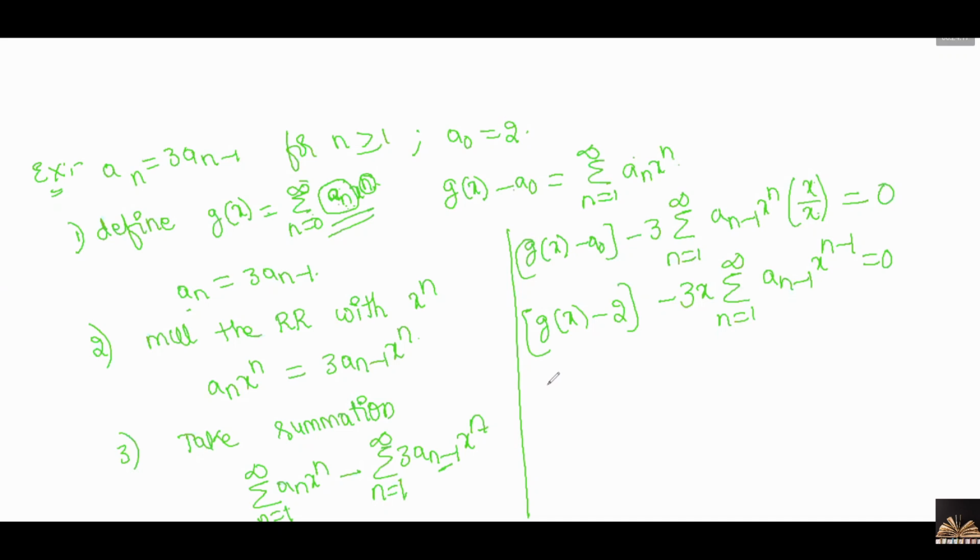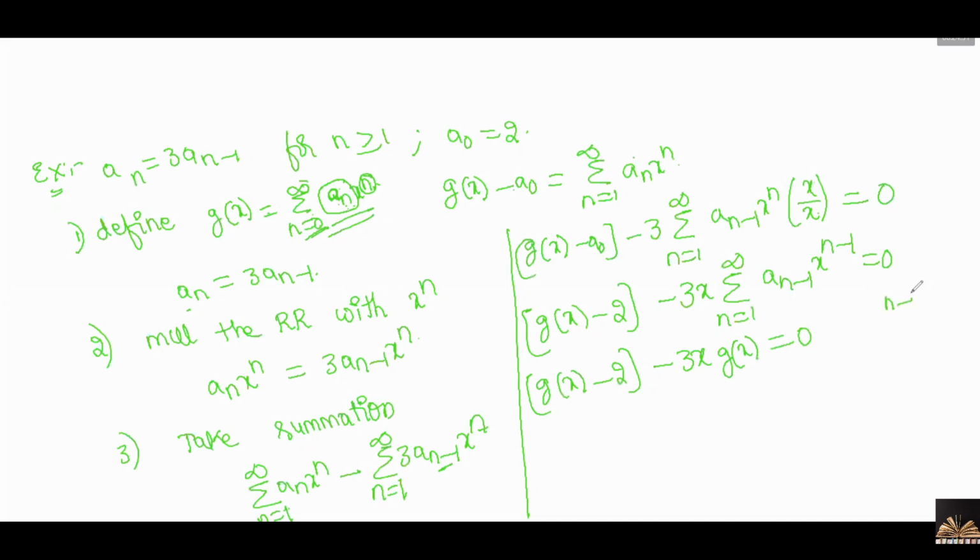Now you can write it as g of x minus 2 minus 3x into this. Here if it starts from 0 you will get a n x power n. If it starts from 1, here we got a n minus 1 x power n. That means if you put n equal to 1 here, then what will you get? a 1 minus 1, that is a0. That means you will get the first term as a0 only, so that you can write it as g of x, that is equal to 0.